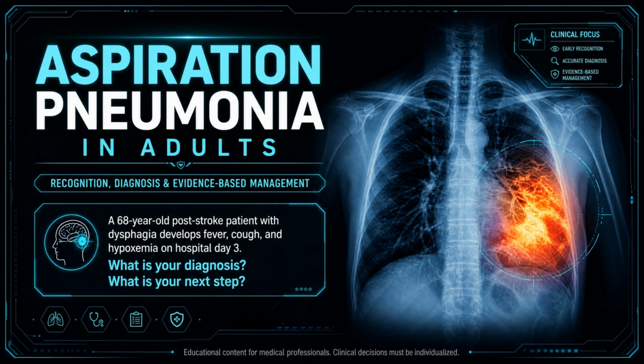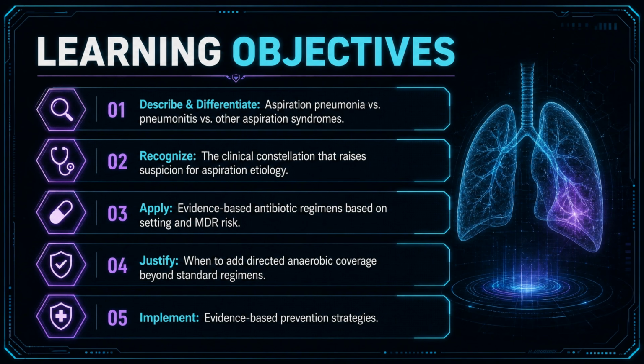His chest X-ray reveals infiltrates in the superior segments of both lower lobes. Is this aspiration pneumonia? What organisms are likely responsible? Should you immediately add anaerobic coverage? How long should you treat him? And importantly, what can you do to prevent this from happening again? Today, we are going to explore the evidence-based answers to these exact questions.